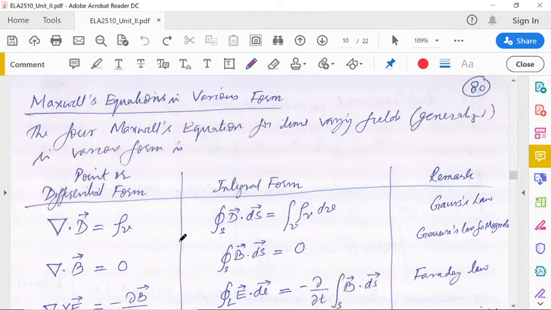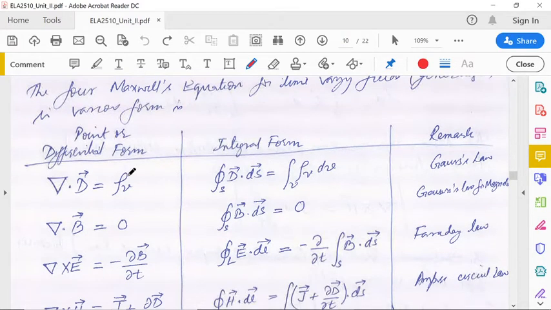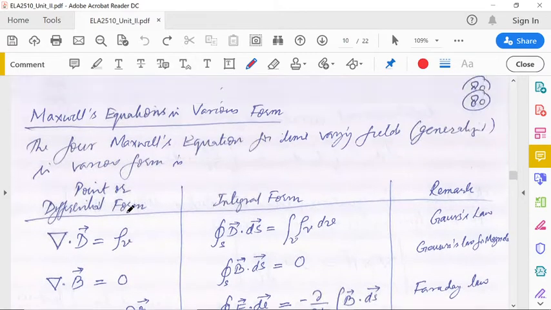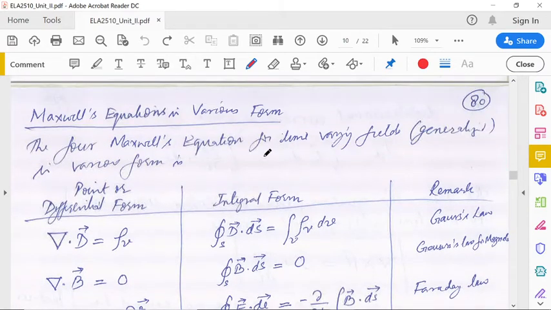Today we will see the Maxwell's equation in various forms for the time varying fields. These equations are very important in general. Everywhere these equations are used to solve the different problems. So what we have seen is that Maxwell's equations for the static fields comprise four equations, and for the time varying fields these equations have changed to incorporate the time varying nature of the fields.